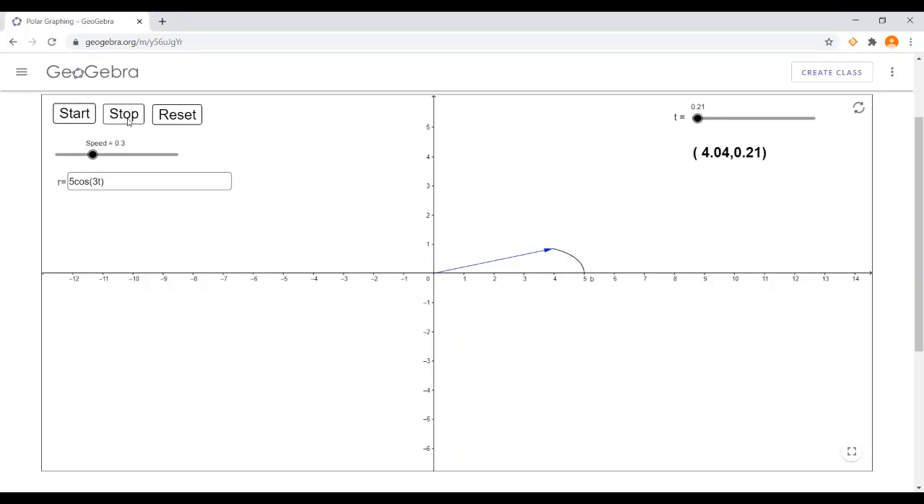Now as I start this, as the angle increases, you start to see how it's being drawn out. So now we've gone up to what looks like about 30 degrees, and we've drawn a little bit of this graph. Now, as the angle increases, let's go to right there and stop. Now, our angle has increased.